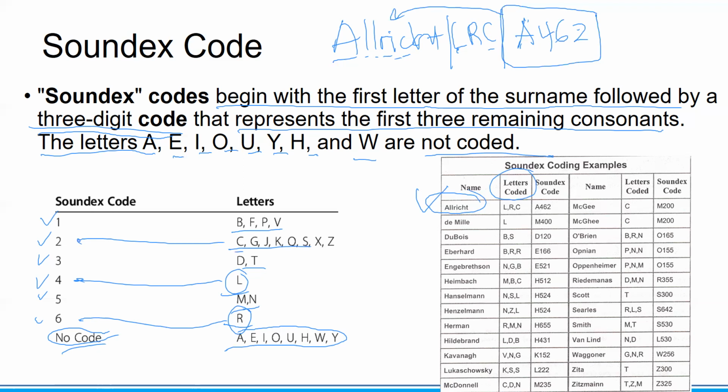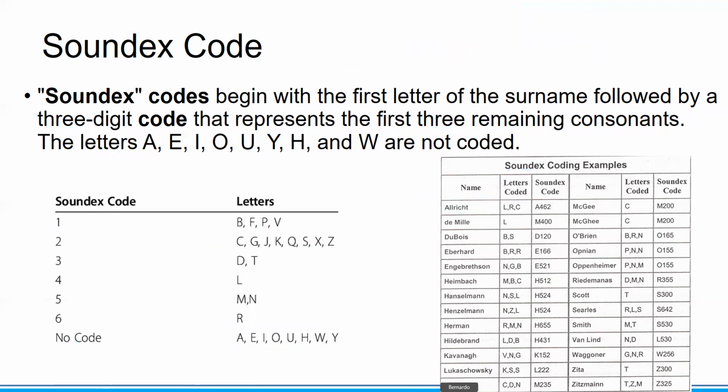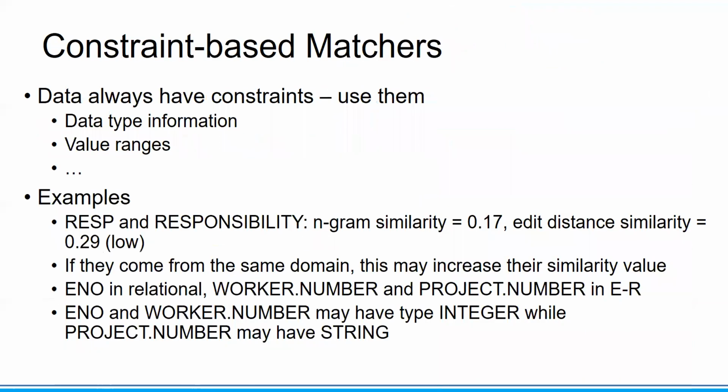Okay. Yeah, there are many other examples. You can follow this one. There is also the matching approach using constraints. Of course you need to have the constraints. Data always has constraints, and we try to use them.